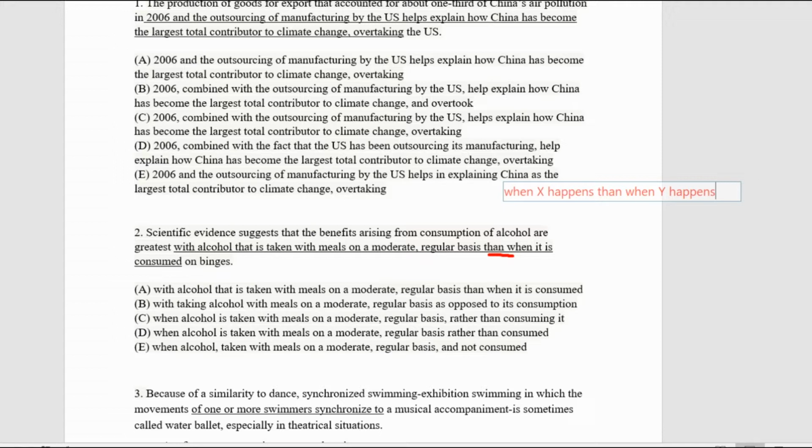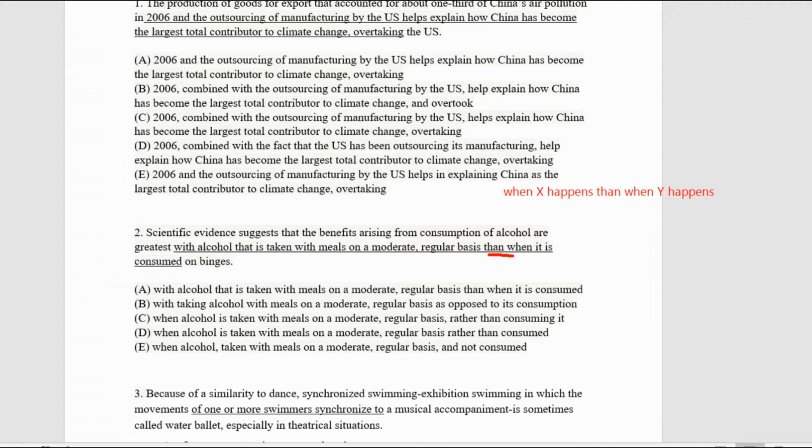Okay, so let's look at this question. With or when. Logically, we should keep it like when. Why? Because we say the rate is greatest when. At what time? At what period? At what specific? When alcohol is taken with meals. Okay.